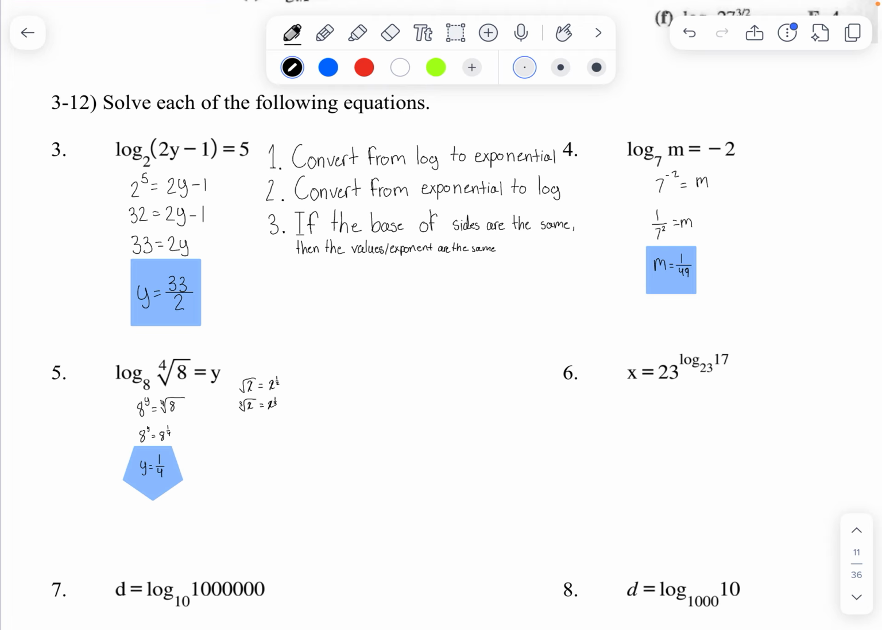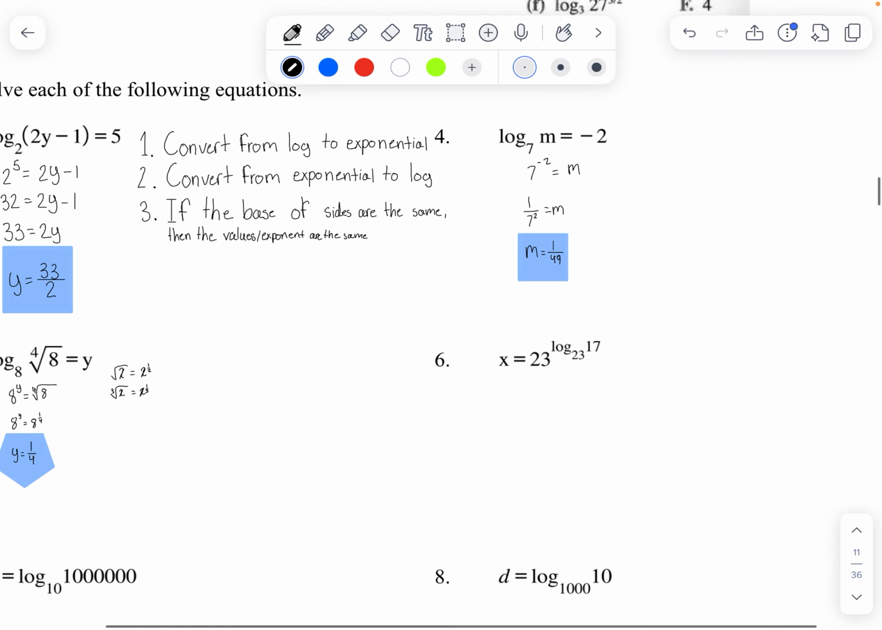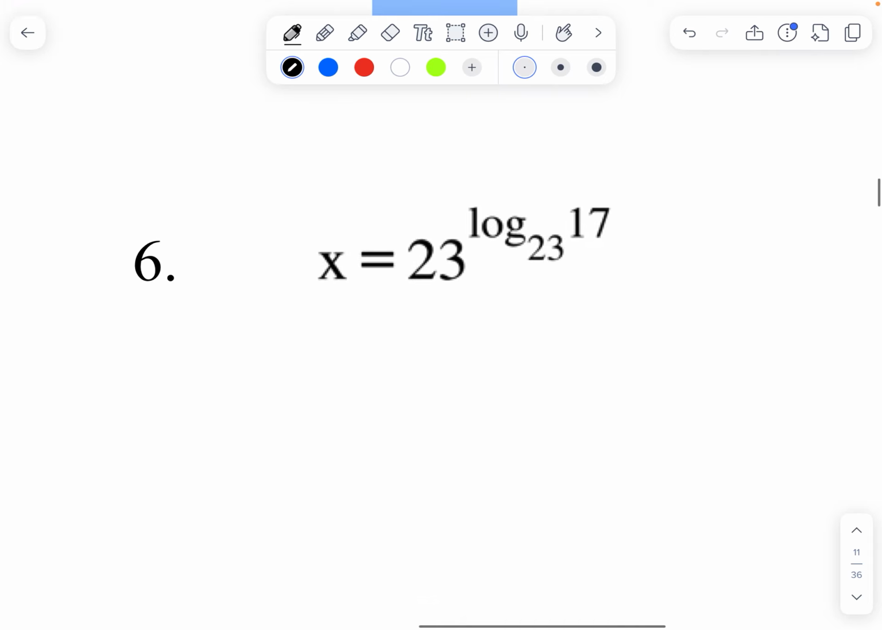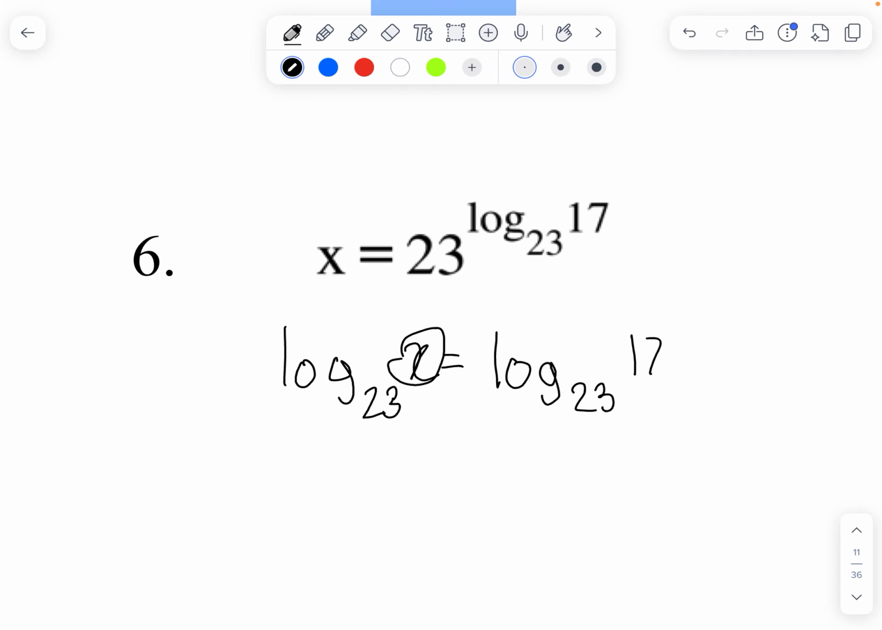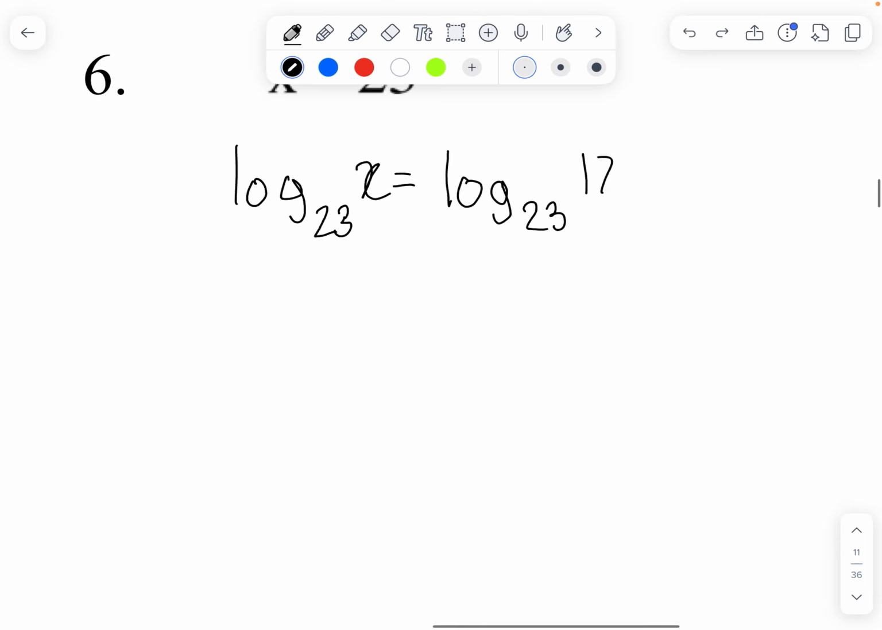So let's apply that rule to this question. Now you might be thinking, well, you can just plug this into a calculator, but that's kind of cheating. So I'm just going to be converting this into log form. So log base 23 of x equals log base 23 of 17. Since the bases are the same, the values automatically equal each other. So x equals 17.